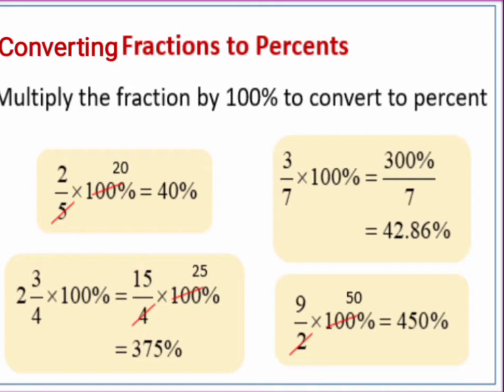Let us see one more example. 2 whole 3 by 4 into 100% will become 11 upon 4 into 100%, that is 25 times 11, which is 275%. 9 by 2 into 100, that is 50 times 9, which is 450%. In this way we are going to convert a fraction into the percent.